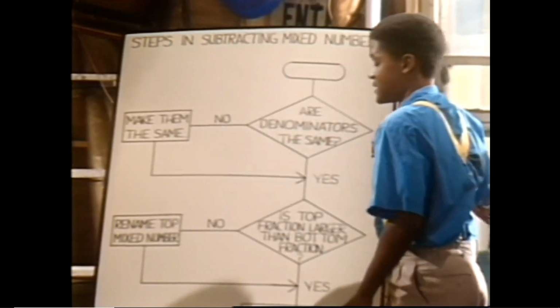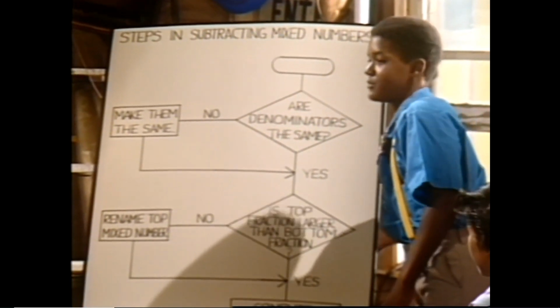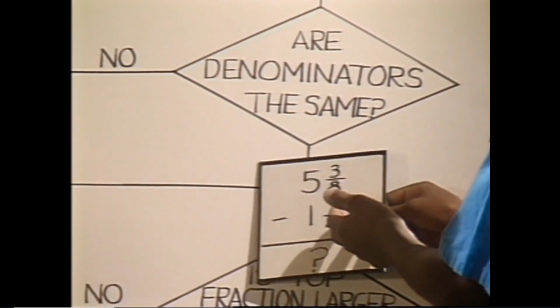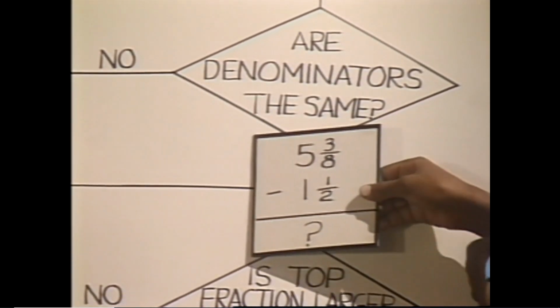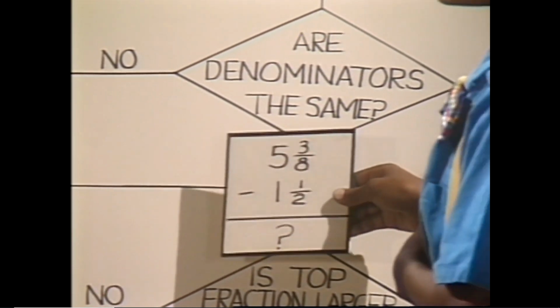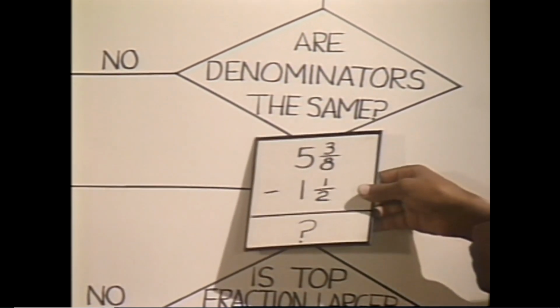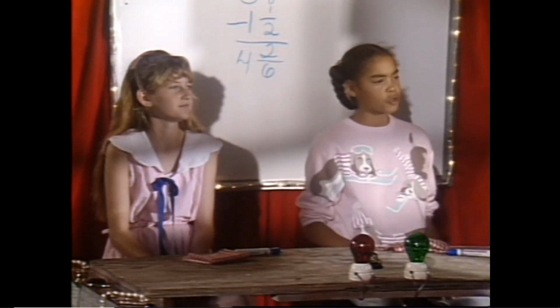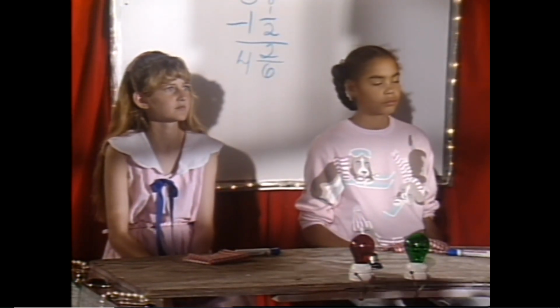Your problem was in how you subtracted 1/2 from 3/8. When you subtract fractions, you can't just subtract numerator from numerator and denominator from denominator. Remember that first question, are the denominators the same? If they aren't, you have to make them the same. Why do you have to do that? Think about what a fraction is.